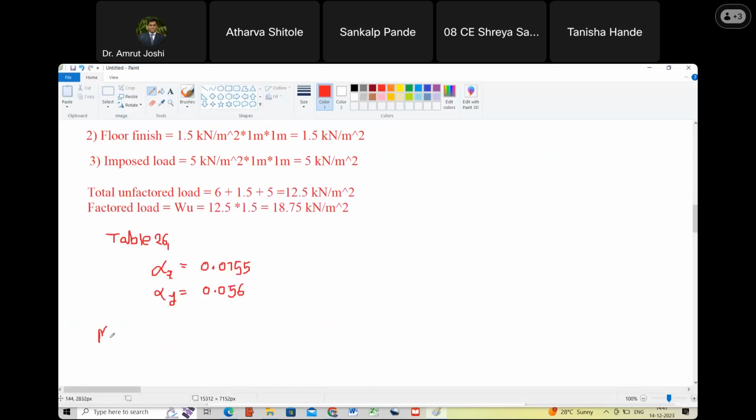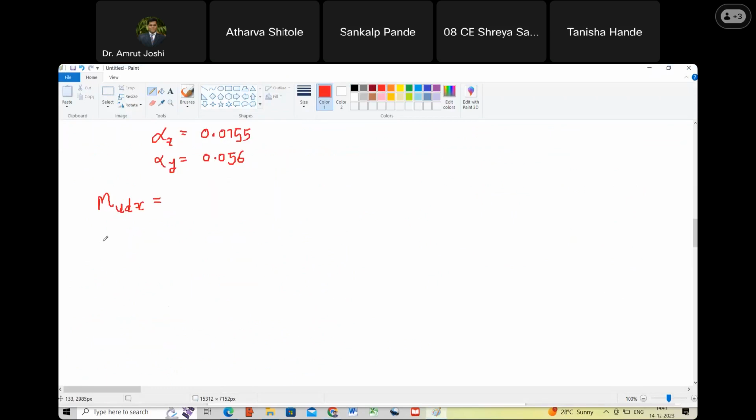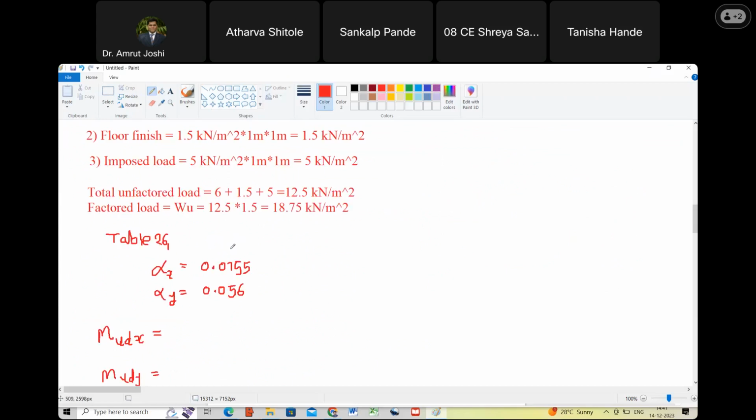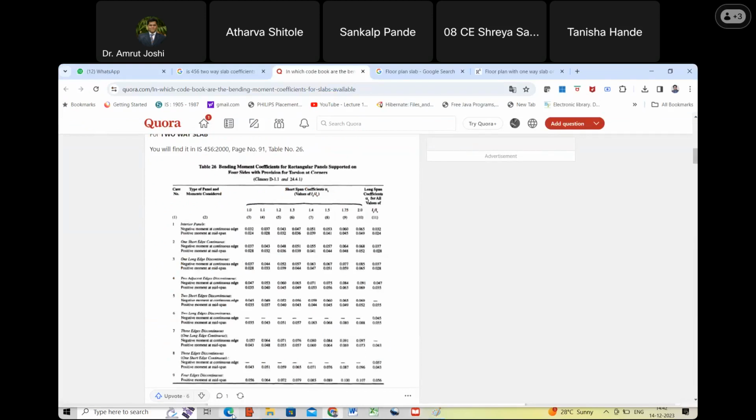And from these coefficients, we will be calculating two moments, MUDX, that is the ultimate design moment in x direction, that is the short span direction, and MUDY. Are you with me? That is the ultimate design moment in y direction. Happy? Yes, sir. So how to calculate that? Again, the formula is given in the IS code.